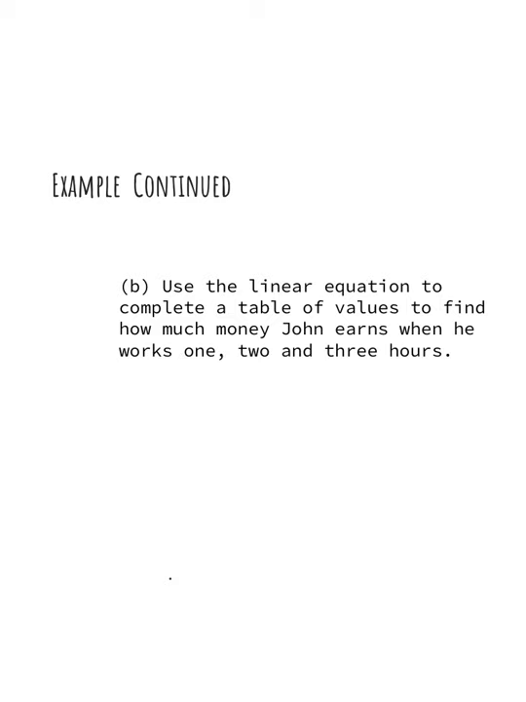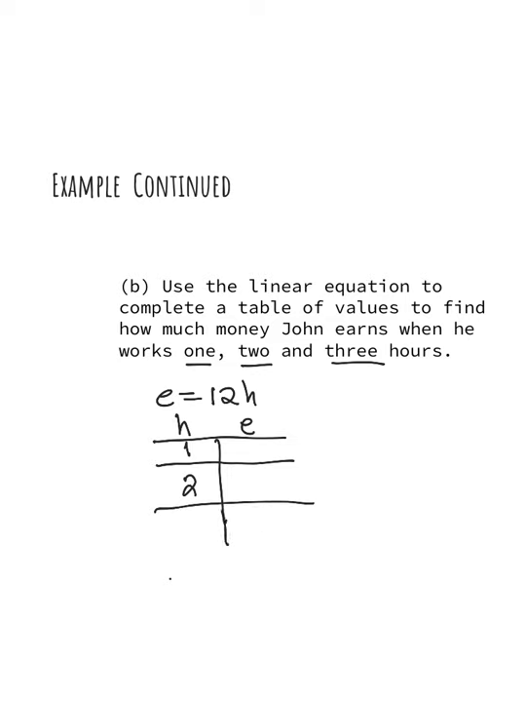Part B of the question says, use the linear equation to complete a table of values to find how much money John earns when he works 1, 2, and 3 hours. And remember, the equation we just came up with was E equals 12H. So now we're going to use a table of values to find out how much money he gets, which is the earnings, based on the hours that he works. They want to know how much money he'll get if he works 1 hour, 2 hours, and 3 hours, and the equation is E equals 12H.